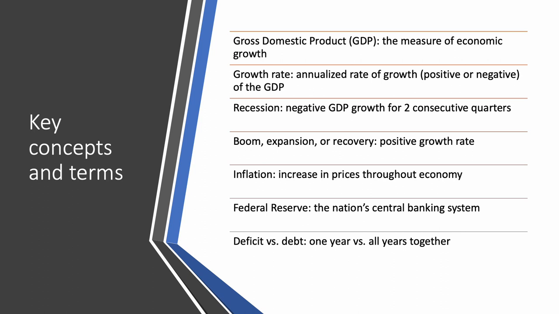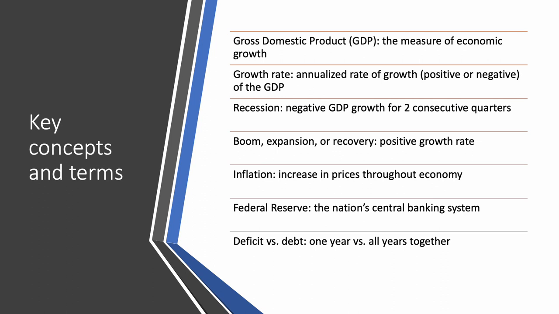So now let's go through some of the key concepts and terms that we need to know about, because I'll use these terms. One, gross domestic product, GDP. That is the measure of how fast a national economy is growing, like ours, the U.S. GDP. That's a rate, so it's measured like a percentage.